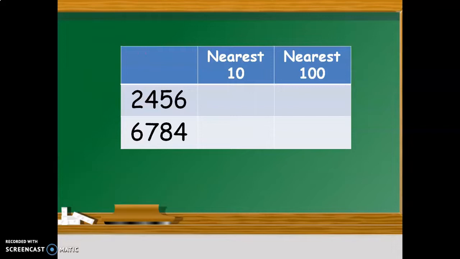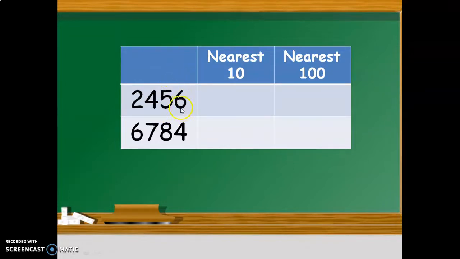For this next example, I have here two numbers. We're going to round the following numbers to the nearest 10 and then to the nearest 100. But let's have a review first of the rule of rounding numbers to the nearest 10 and nearest 100. If we round this number to the nearest 10, you have to look at the tens place value. Since the digit on the tens place value is 5, you have to look at the digit on its right, which is the ones place value.